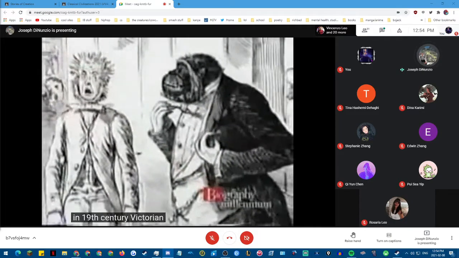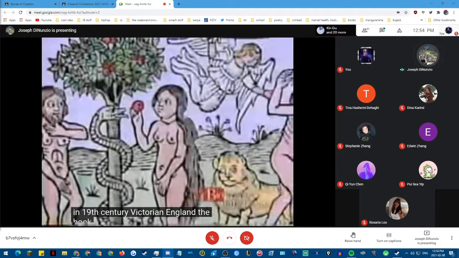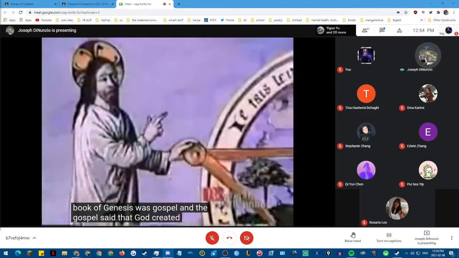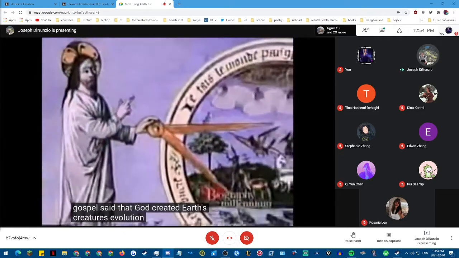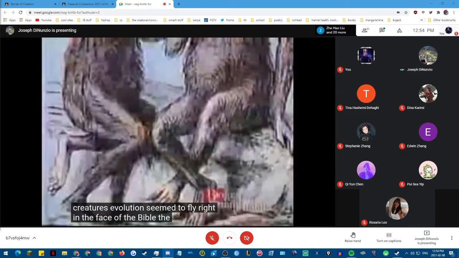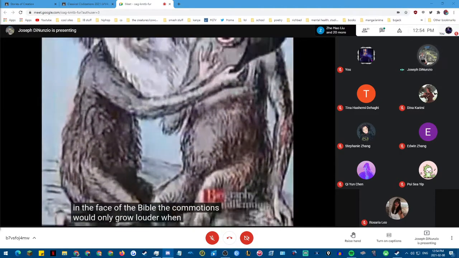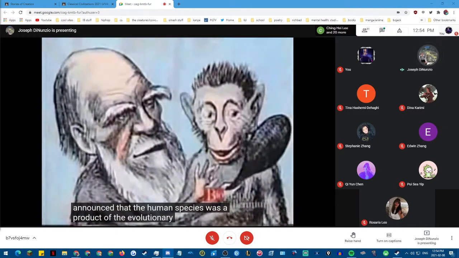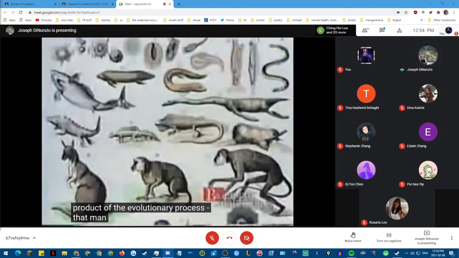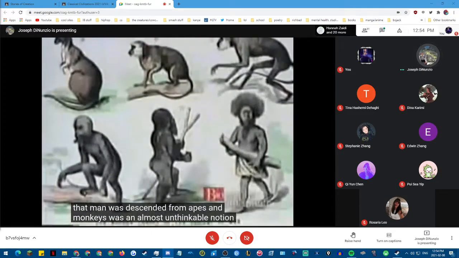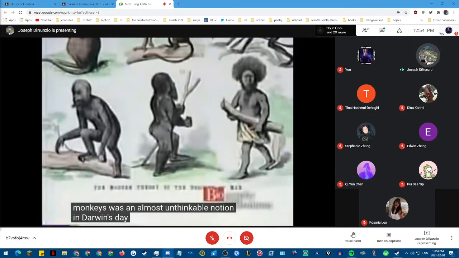In 19th century Victorian England, the book of Genesis was gospel, and the gospel said that God created Earth's creatures. Evolution seemed to fly right in the face of the Bible. The commotion would only grow louder when Darwin announced that the human species was a product of the evolutionary process too. That man was descended from apes and monkeys was an almost unthinkable notion in Darwin's day.